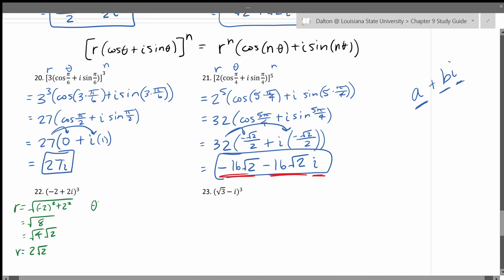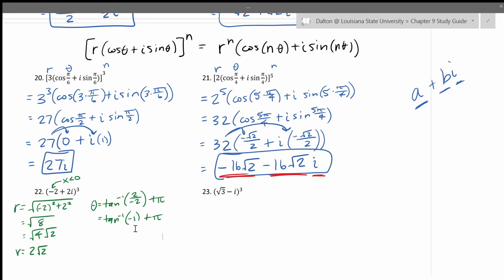To find theta, we're going to do tangent inverse of y over x, which is 2 over negative 2. Now, since x is less than 0, that means we also need to add pi to this. So then this is going to be tangent inverse of negative 1 plus pi. Now, there are two answers that have inverse tangent of negative 1. The one that I want you to choose is the principal value of this, which we kind of breezed over a few weeks ago and didn't talk about as much as we should have, and that's okay.